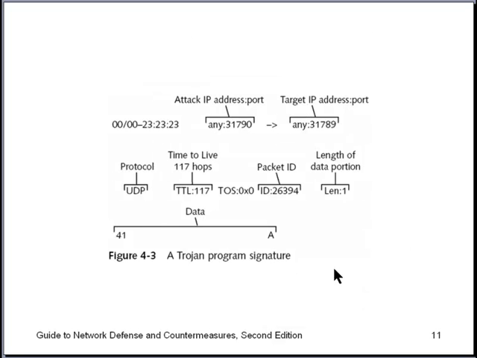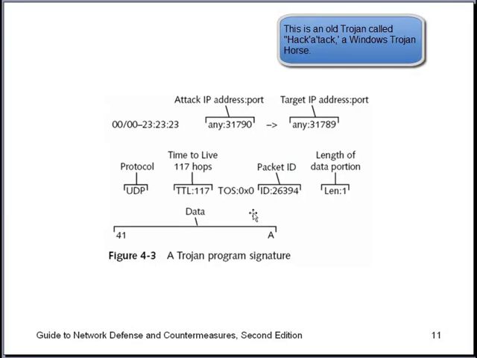Okay, let's move on down. So what does a Trojan program signature look like? This is just an example of it. Notice that the attack IP is any, so this could be coming from anywhere.